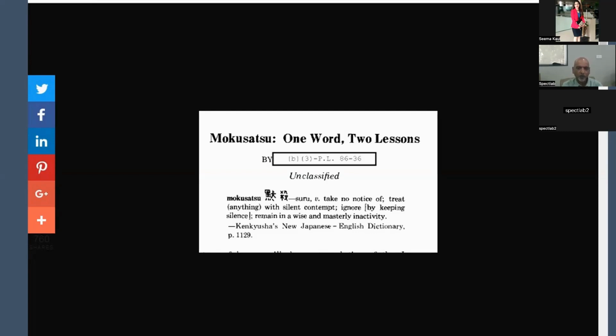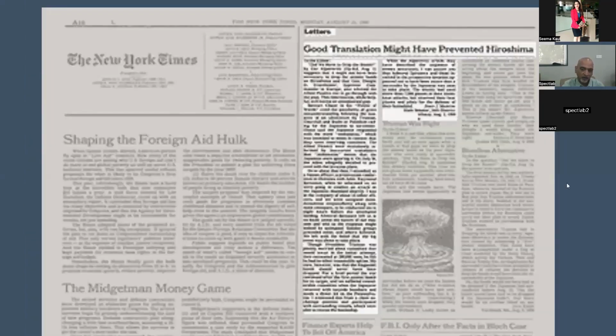There are 2 meanings to this word. One is to just remain silent, that means to remain in masterly inactivity, and it also means to view this with silent contempt. So somebody did not translate it correctly, and this is what happened, mushroom clouds. And that's the New York Times headline saying, good translation might have prevented Hiroshima and Nagasaki.